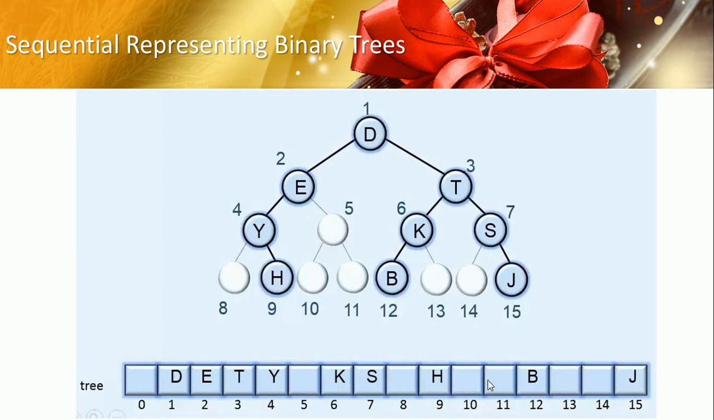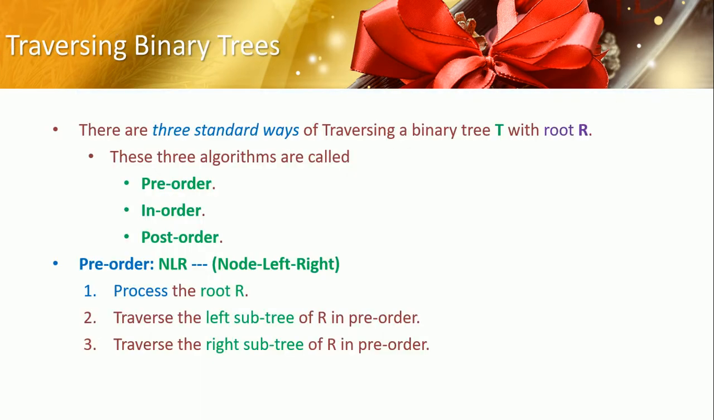So in this lecture we discussed the sequential representation of a binary tree. Now we are going to discuss traversing of a binary tree. Traversing means accessing each element exactly once. Three standard ways are used to traverse a binary tree with root R. These three algorithms are called pre-order, in-order, and post-order traversal of a tree.